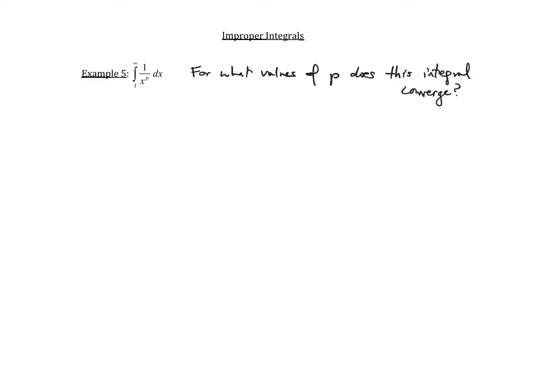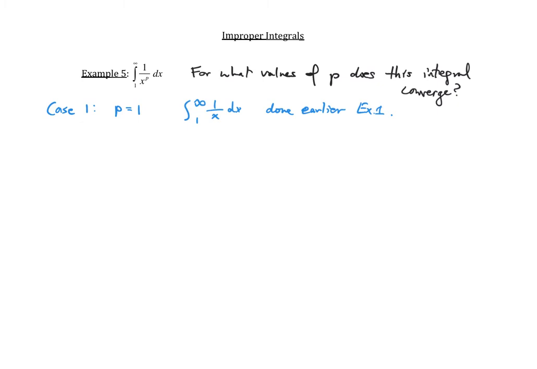Okay, and what we're going to do is break this up into cases. So case one, p is equal to 1. When you take a look at that, you're going to get the integral from 1 to infinity of 1 over x dx. And this was done earlier. This was example 1. Okay, so we discussed this in class.